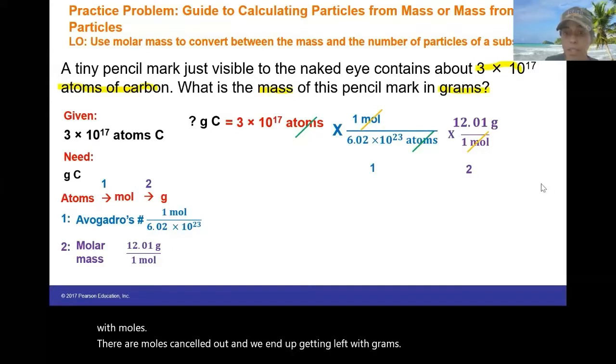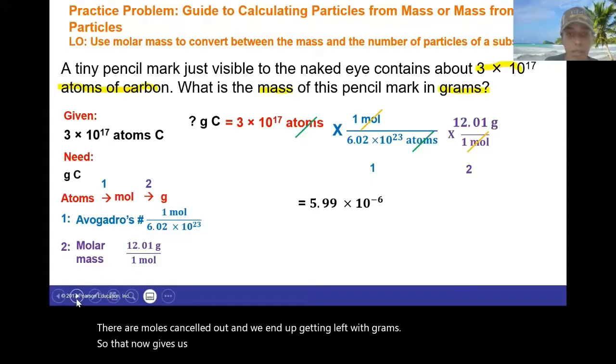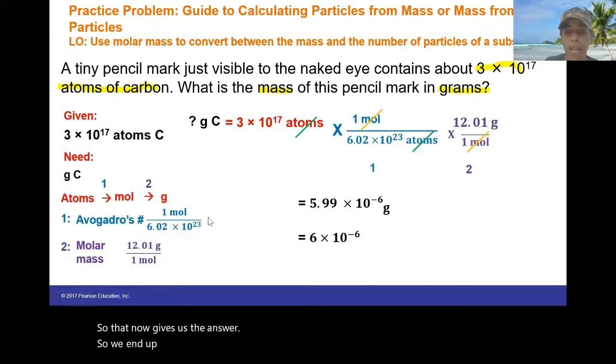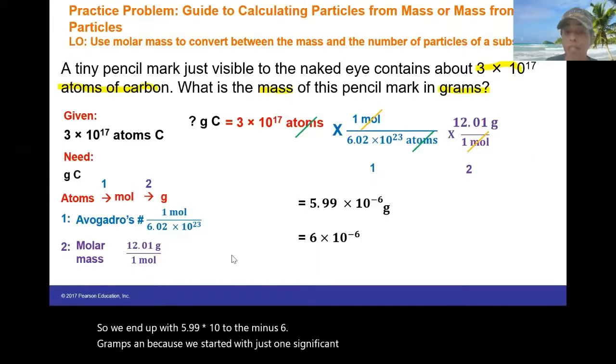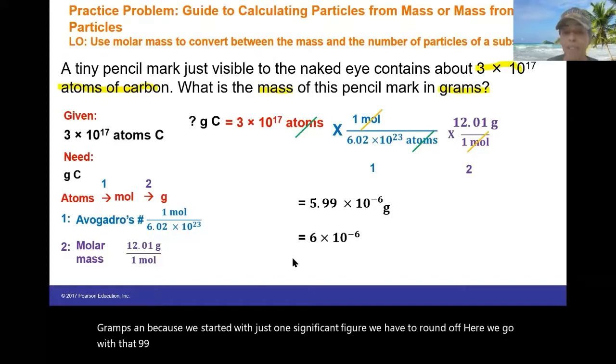So that now gives us the answer. We end up with 5.99 × 10⁻⁶ grams. And because we started with just one significant figure, we have to round off. Here we go with that 0.99 again. We have to round off to 6 because we only had one significant figure, okay?